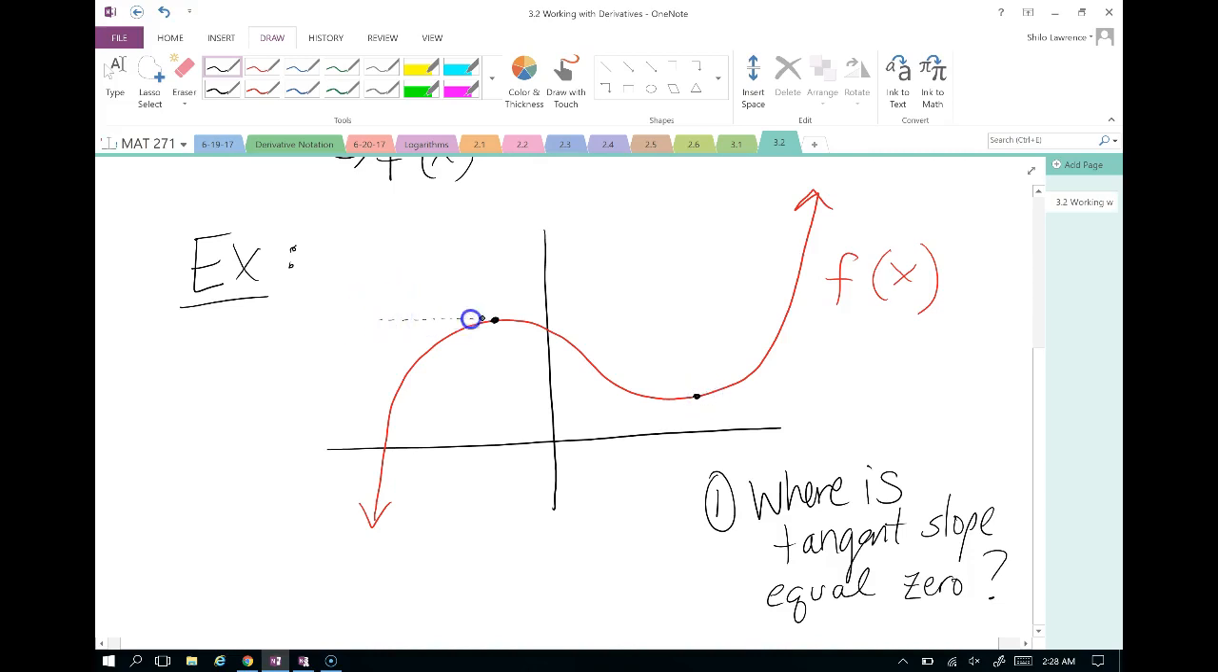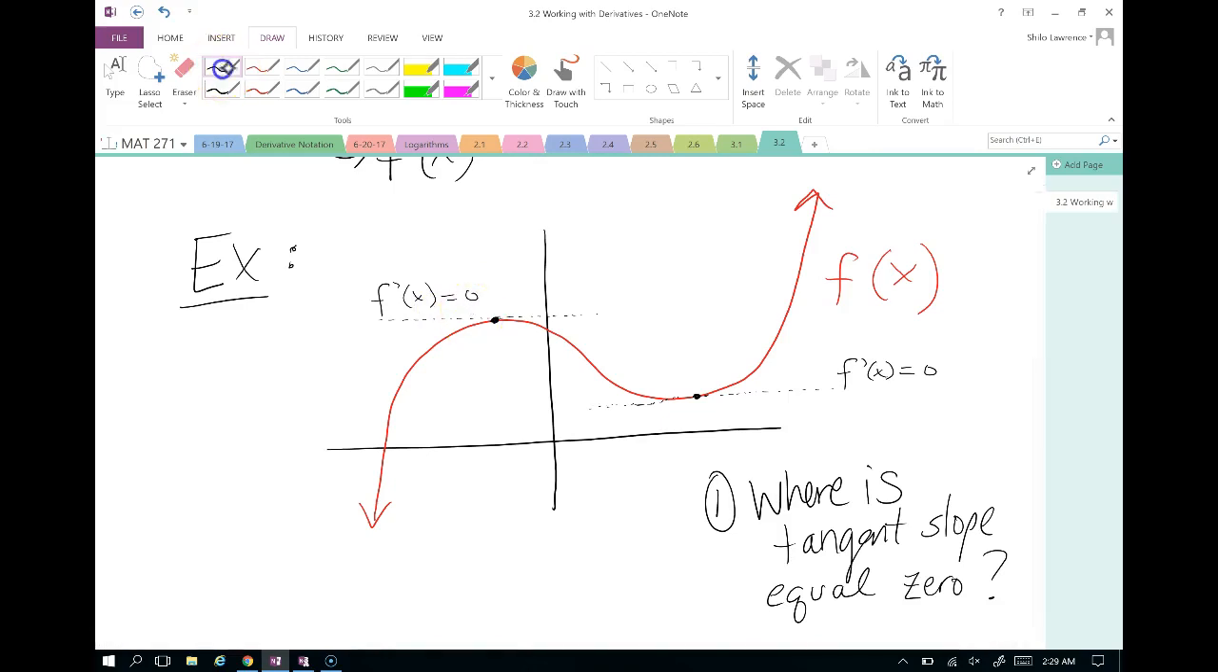So if you were to graph a little imaginary tangent line there, it should be perfectly horizontal, which means derivative equals 0. Derivative equals 0.